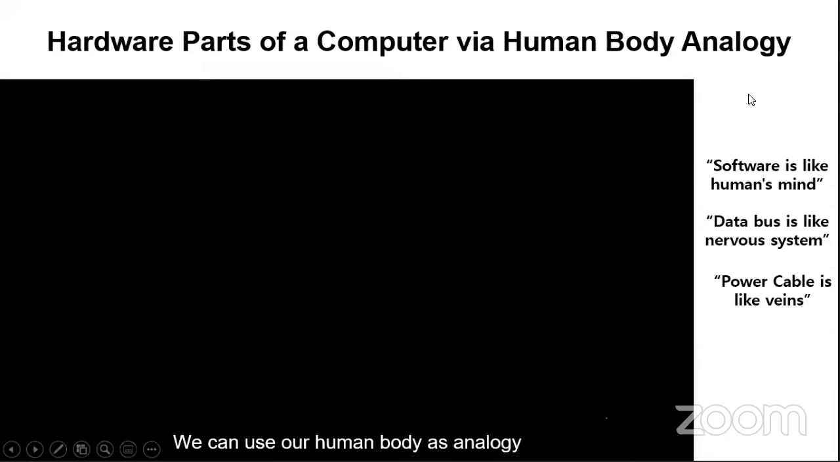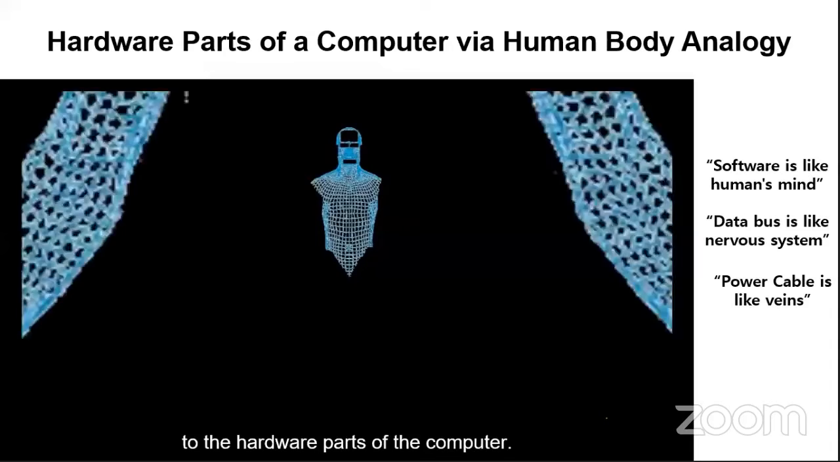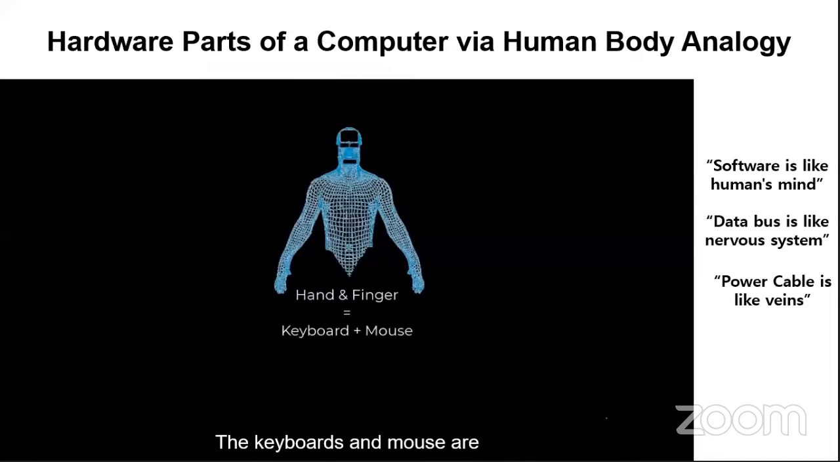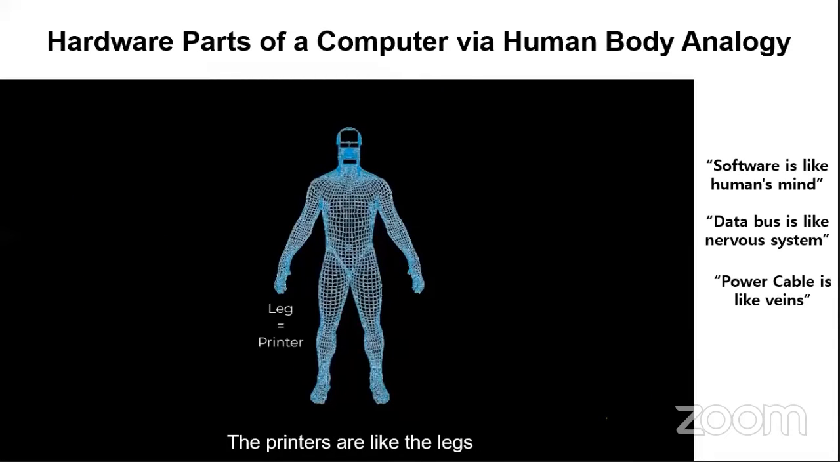As a conclusion, we can use our human body as an analogy to the hardware parts of a computer. The keyboards and mouse are like the hands and fingers. We use the hands and fingers for feeding, which is input. On the other hand, the keyboard and mouse are input devices, where they are used for entering data into the computer. The printers are like the legs, because our legs will bring us to places that we want to go to.